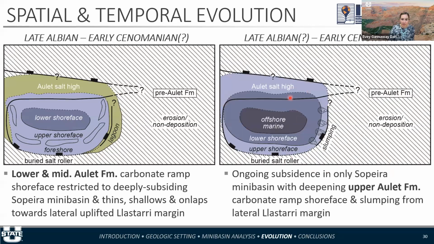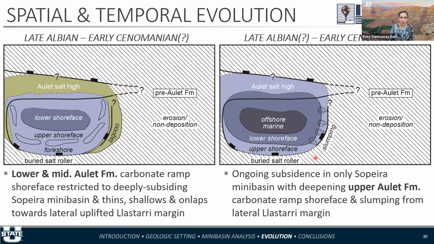We have ongoing subsidence in only this mini basin. We get deepening of that upper Aulet formation. And now we're going to get slumping off this lateral Yastari margin. But remember, note that these other mini basins remain elevated with erosion or non-deposition in those areas.